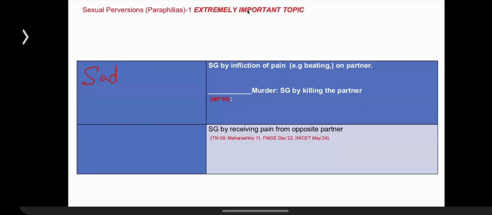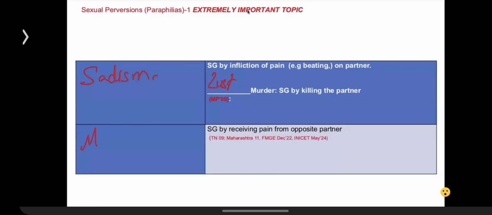Sexual perversion: sex by sending of pain. The sender of pain is called sadism. Okay, lust murder is an extreme form of sadism. The person gets gratification by killing the partner. The opposite of sadism is masochism.